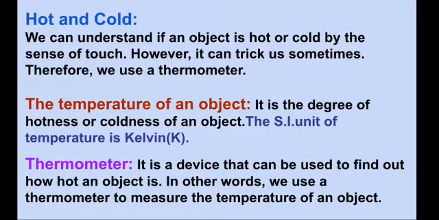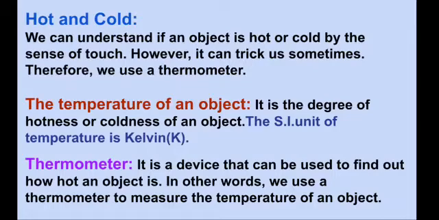Before measuring the temperature, we should know what is hot and cold, correct? So what is hot and cold? We can understand if an object is hot or cold by the sense of touch. However, it can trick us sometimes, like in the water activity. Therefore, we use a thermometer, a particular device, correct?